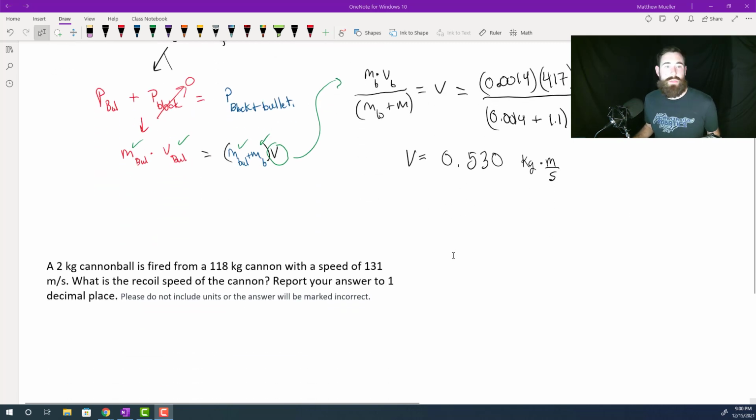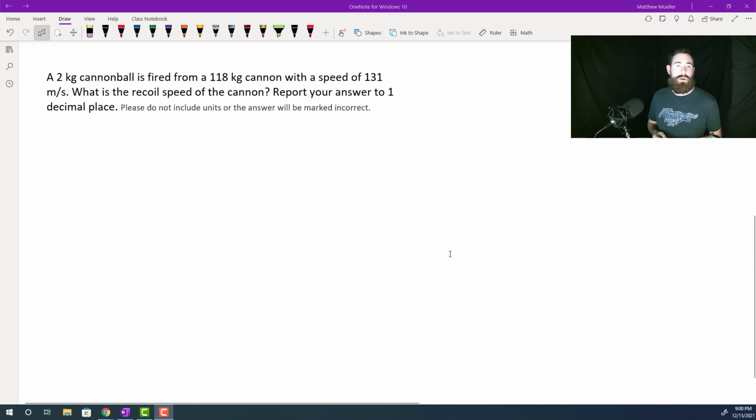Okay, so let's do another problem. Here we have a cannon. We're playing some old school warship game. Maybe we're playing Pirates of the Caribbean, or what's that new one? Sea of Thieves. There you go. Playing a game.